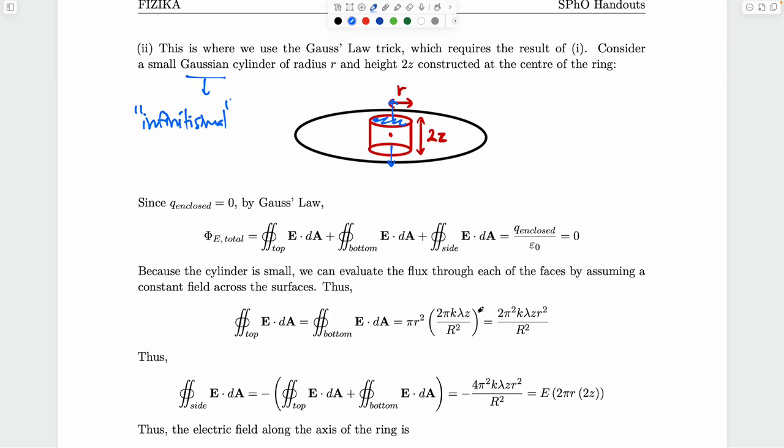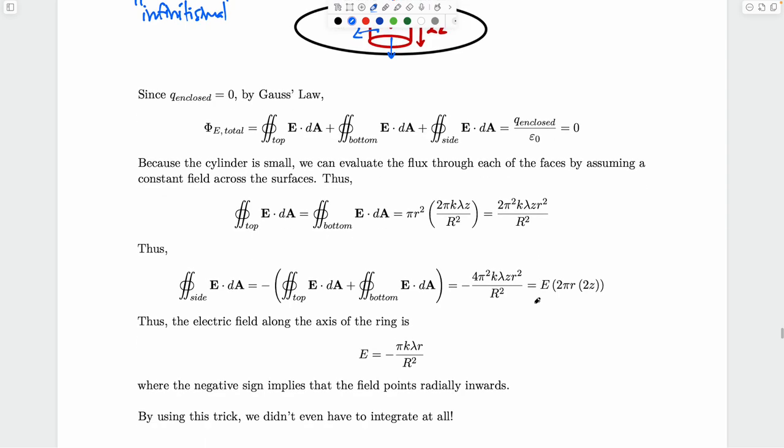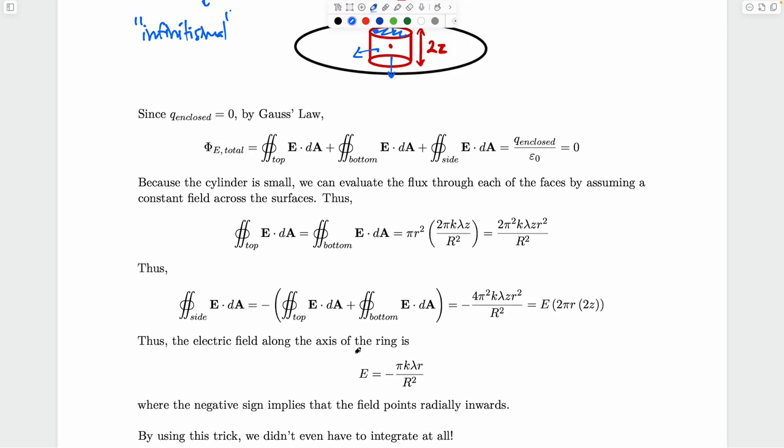Then we want to determine the field through the sides, because the question is asking for the radial field. You can simply take E multiplied by the curved surface area, because once again, to first order, we're assuming it doesn't change. Thus, the electric field will be this, because you equate these two. The flux in must be the flux out because the charge enclosed is zero. And this allows us to find the radial electric field without integrating anything at all. We purely used symmetry and Gauss's law.